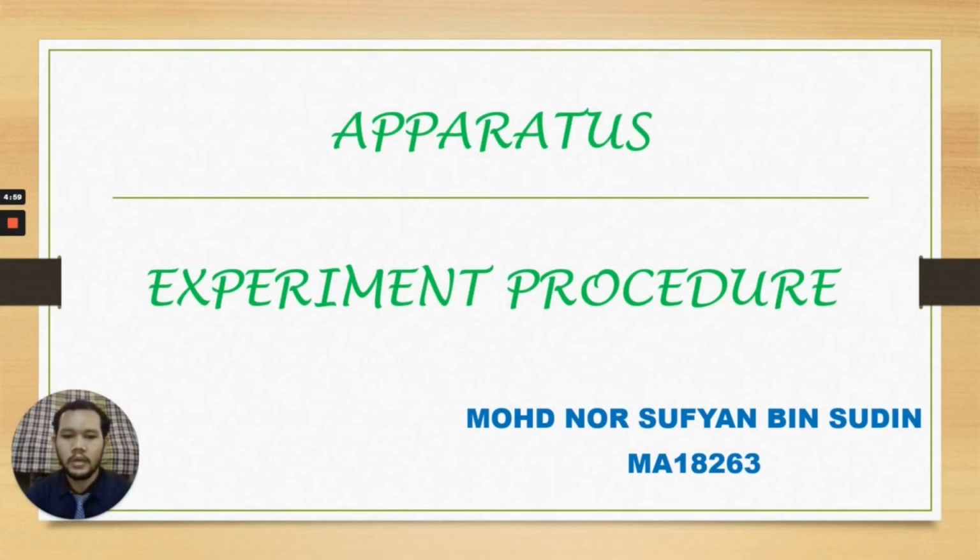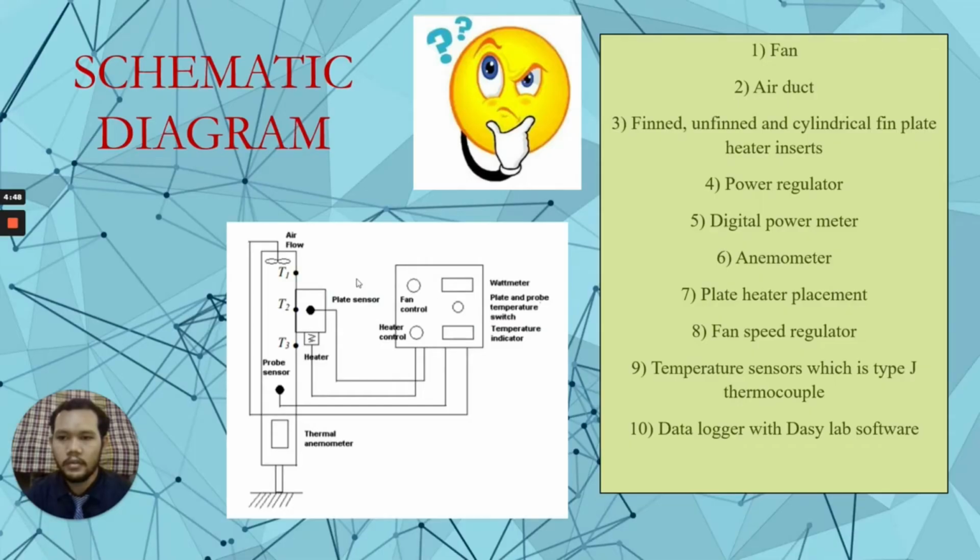Assalamualaikum. My name is Muhammad Nur Sufyan bin Sudin, PID MA18263. I will continue presenting the next part, which is the apparatus and experiment procedure. This is the schematic diagram for the experiment of free and forced convection that consists of fan, air duct, fin, arm fin and cylindrical fin plate, heater, power regulator, digital power meter, anemometer, plate heater placement, fan speed regulator, temperature sensor and data logger.